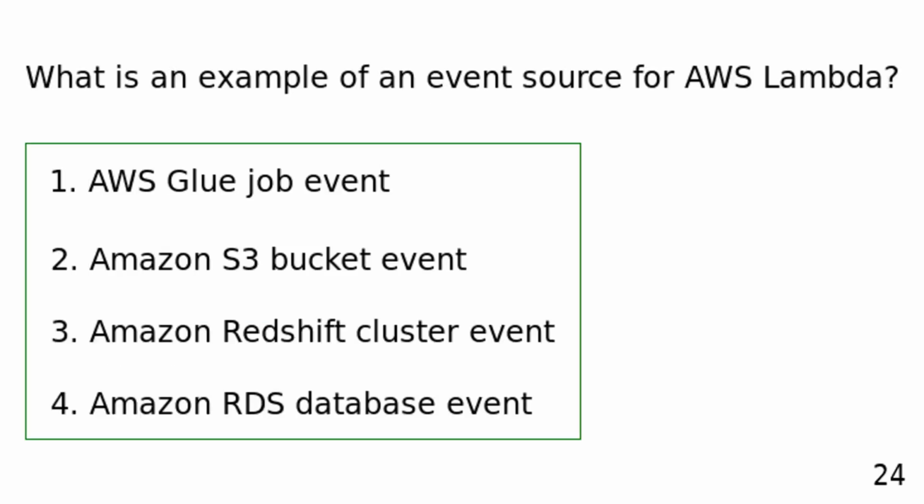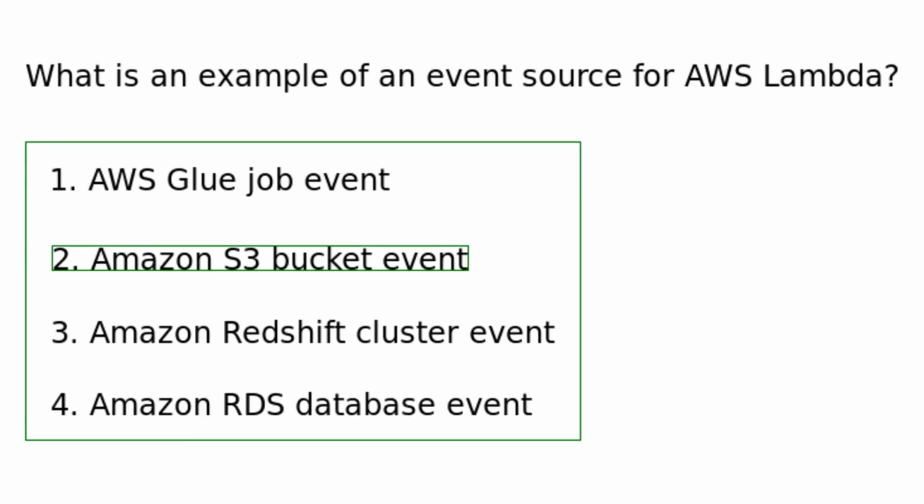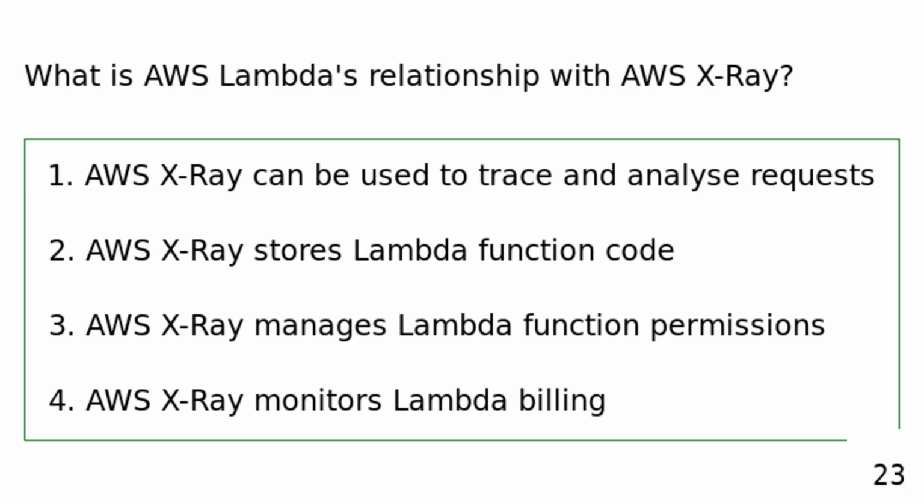What is an example of an event source for AWS Lambda? AWS Glue Job Event. Amazon S3 Bucket Event. Amazon Redshift Cluster Event. Amazon RDS Database Event. An Amazon S3 bucket event, such as an object creation, can serve as an event source for triggering an AWS Lambda function.